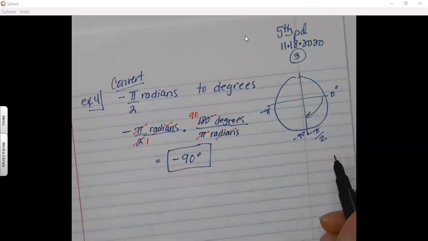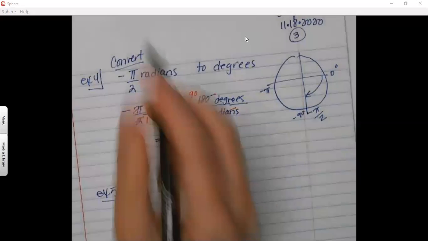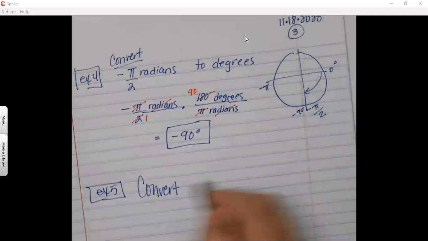Questions, comments, concerns, yes or no? No? Okay. Do this one. I said questions, comments, concerns in case you were not sure. Convert negative 45 degrees to radians.